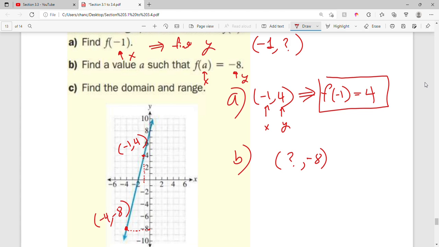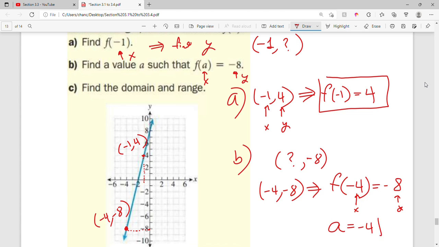That's on the graph. Negative 4 comma negative 8 is on the graph. So this means negative 4 comma negative 8 implies f of negative 4 equals negative 8. This is my x. This is my y. And since we're looking for f of a to give us negative 8, well, a must be equal to negative 4. That's our missing number that we're looking for.